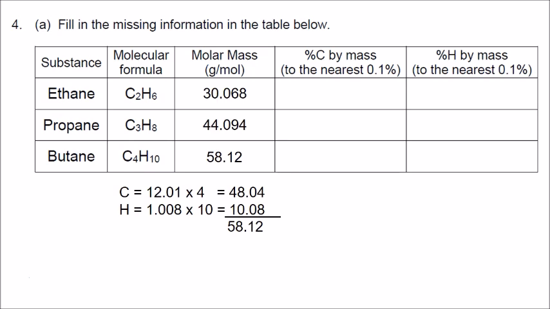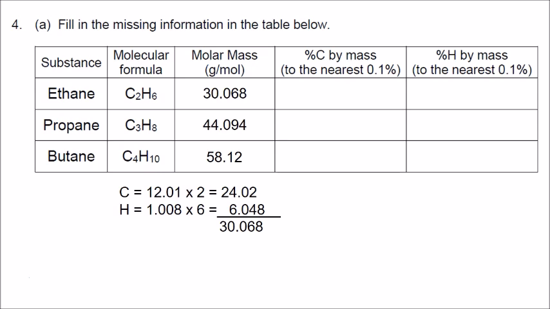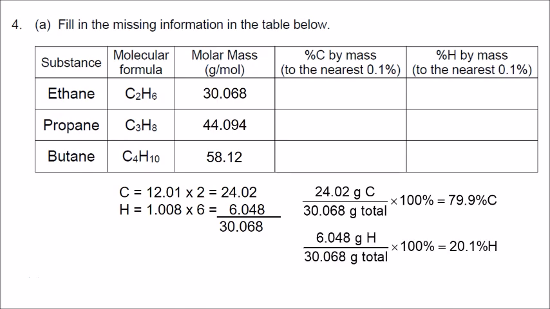Now to get the percentage by mass, we're going to take, for ethane, 24.02, that's the mass of carbon in that compound, divided by the total mass, and we get 79.9% carbon. And if we do the calculation for hydrogen, 6.048 grams of hydrogen divided by the total mass, we get 20.1% hydrogen. Now we'll do similar calculations for propane and butane.